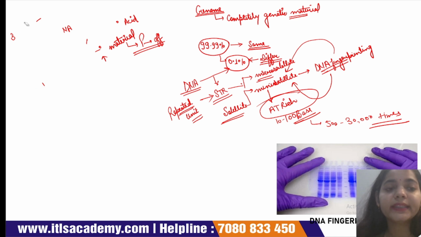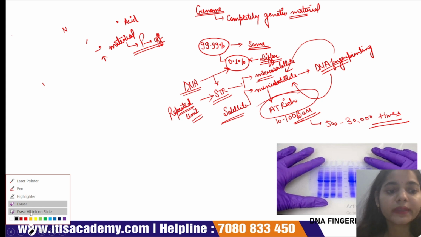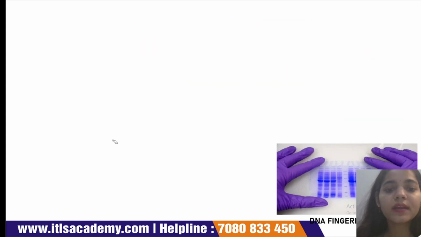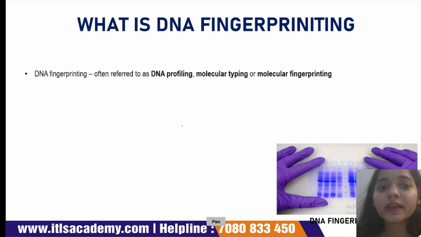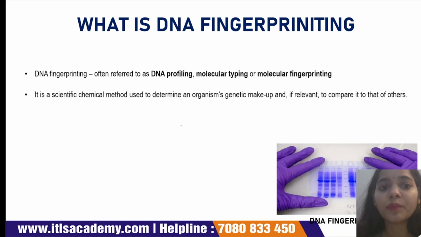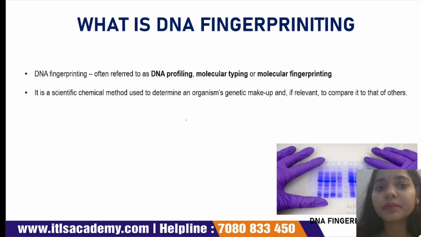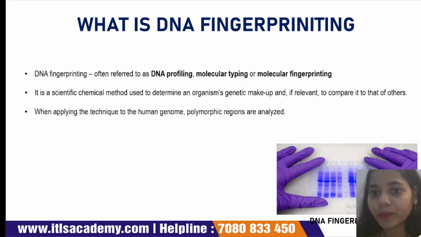Now we understand DNA fingerprinting. What is DNA fingerprinting? DNA fingerprinting is a scientific chemical method which is used to determine an individual's genetic makeup or, if relevant, to compare it to the other.